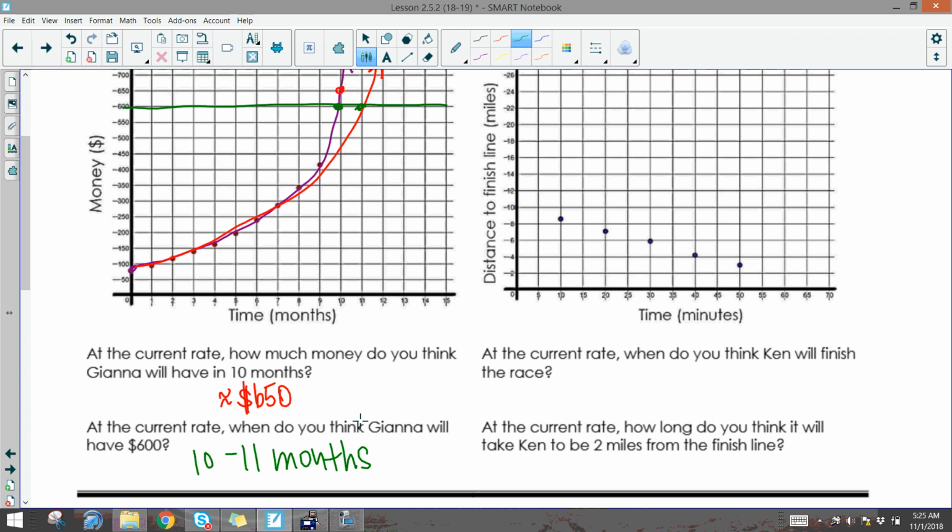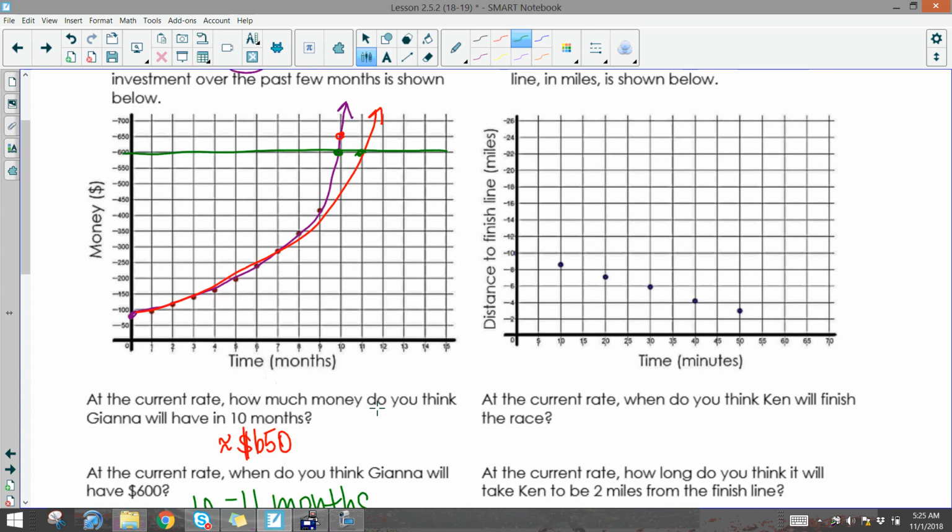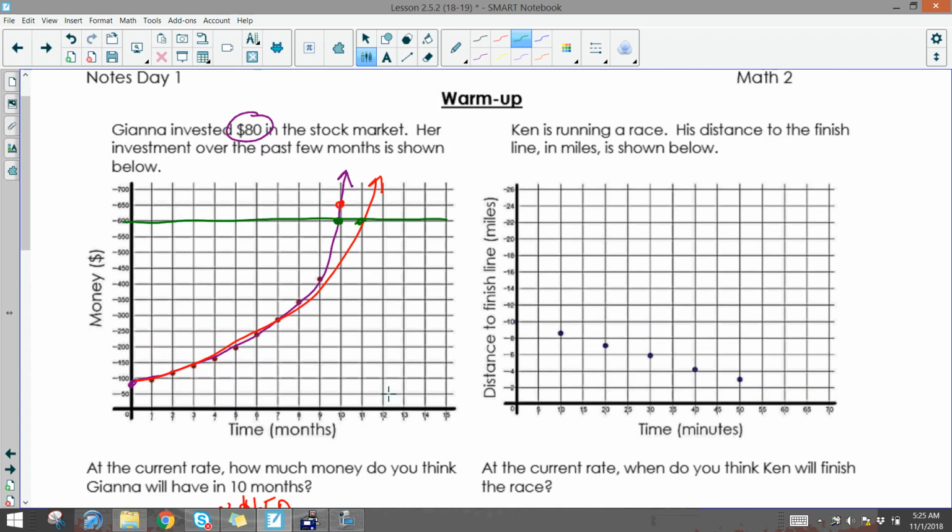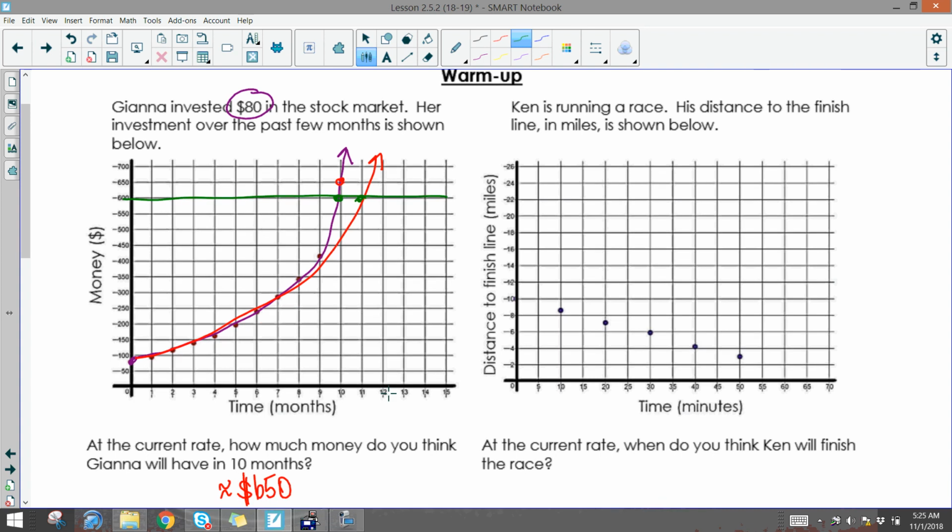went about that drawing. Okay, now for the second one, it says Ken is running a race. His distance to the finish line in miles is shown below. Now think about this: his distance to the finish line. So notice we have distance and time. As time increases, distance decreases, because obviously if you're running a half marathon, you start with 13 miles and you have less to do as time goes on. So that's why you have a graph like this.